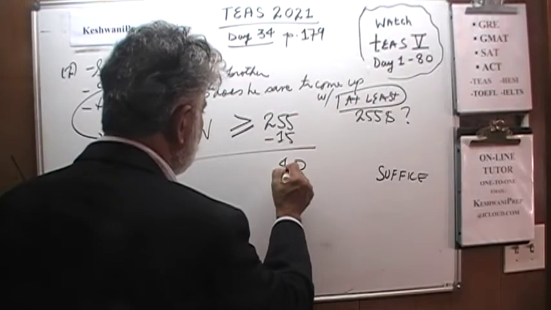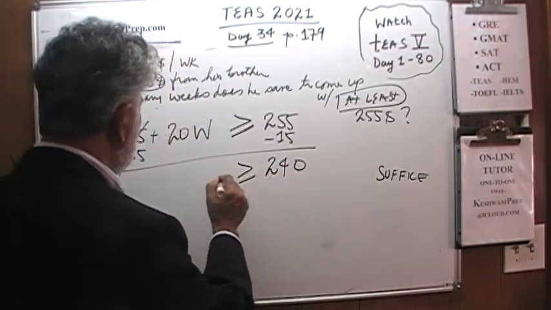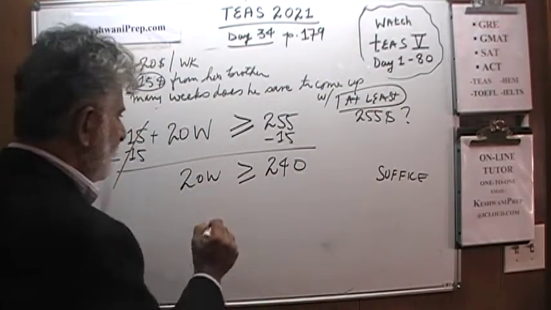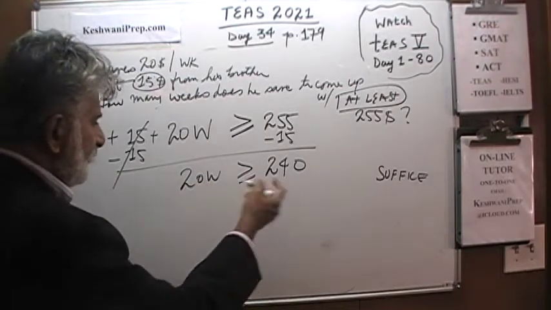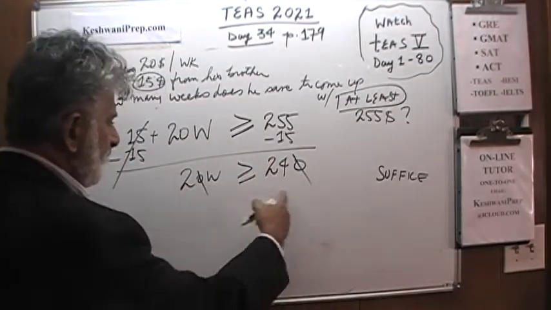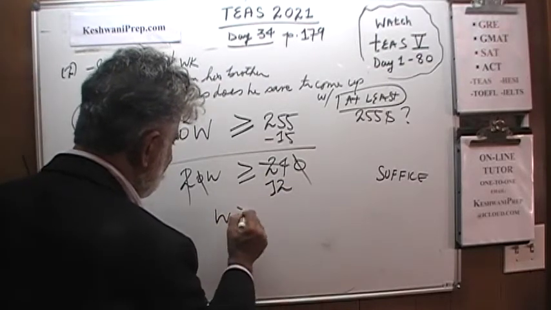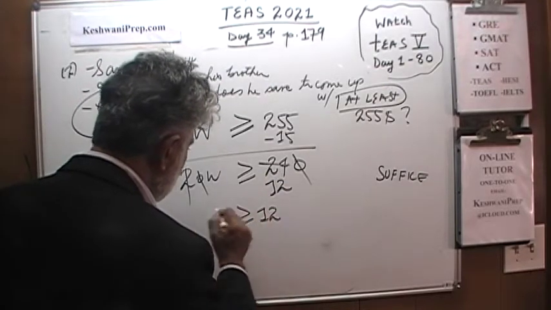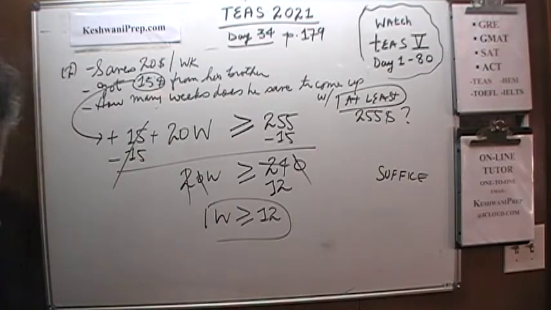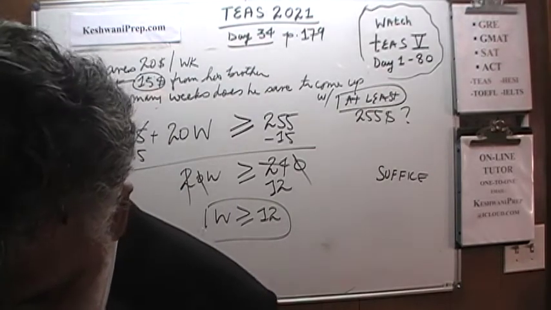That becomes 0, this becomes 4, this becomes 2, this has to be greater than or equal to, very good. 20W has to be greater than or equal to this. Let's divide both sides by 10, so the 2 is going to drop out. Let's divide both sides by 2, and we end up with 12. There you go. W has to be greater than or equal to 12.